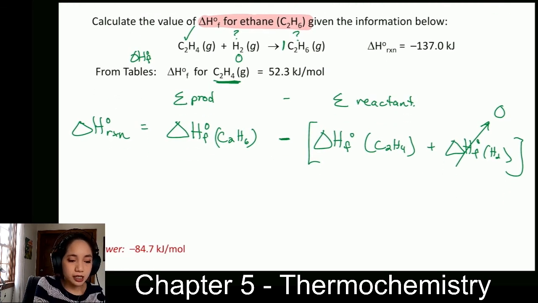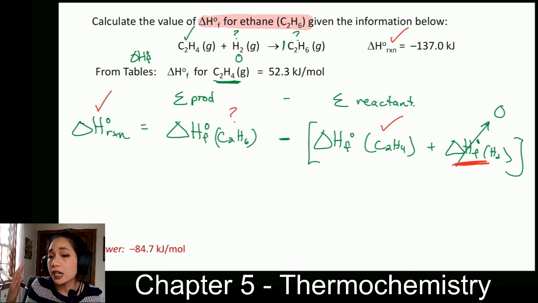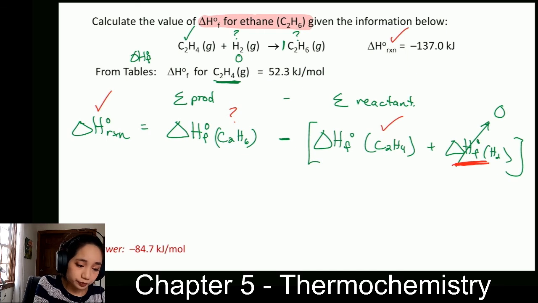So let's look and see what's given already in the question. We have delta H naught of the reaction, so that value we know. We are trying to calculate the delta H of formation of ethane, right? That's what the question's asking. It also gives us from our appendix G, from the table, the delta H of formation of ethylene, so we have this value too. And then we know that the formation of hydrogen is already 0. So we have everything we need to solve for our product here.